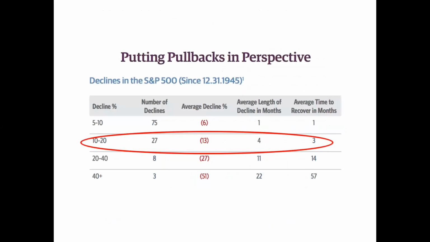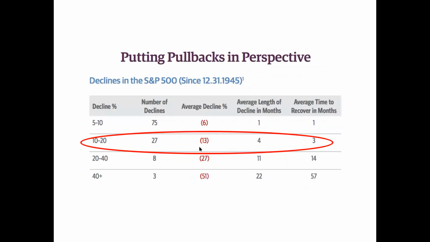So let's put some pullbacks in perspective too. With the thought of that being bullish over the next 6 to 12 months, what we're in now is, call it a correction on the verge of a bear market, a move of a 10% to 20% decline from the all-time highs. We've had about 27 of them over the past 75 years. The average decline is about 13%.